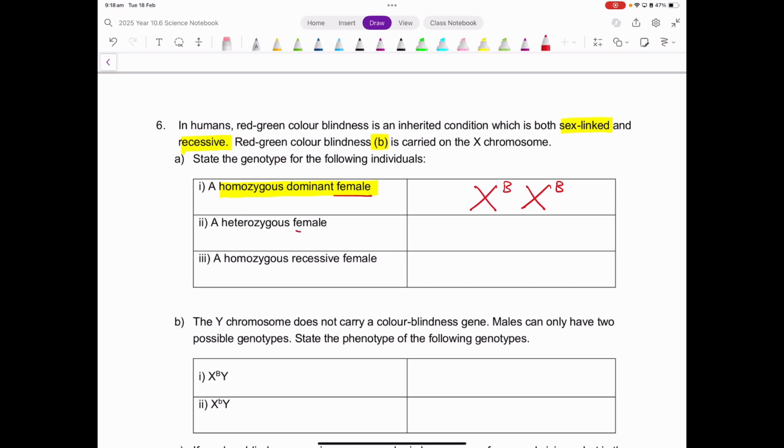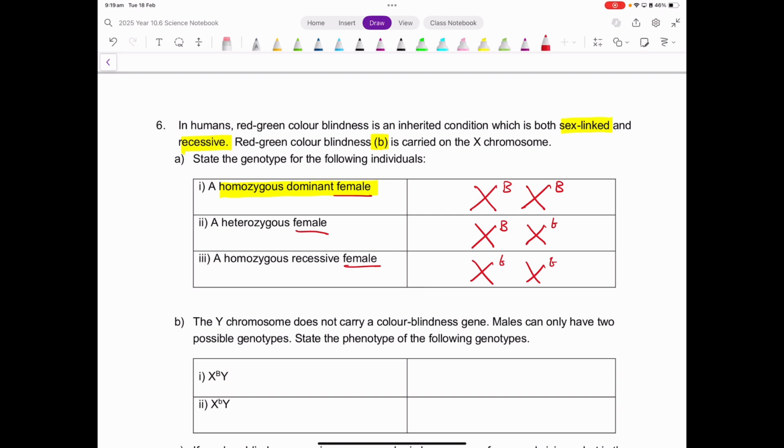Next, we look at another female. So again, I start by drawing my 2 X's. And now I have a heterozygous female. That is the same as saying a what kind of female? A starts with C? Carrier. Okay, a carrier, because this female is unaffected, but they carry the allele for red-green colour blindness. Lastly, we have a female once again. XX. This female is homozygous recessive, meaning little b, little b.